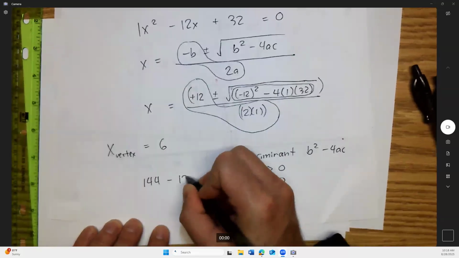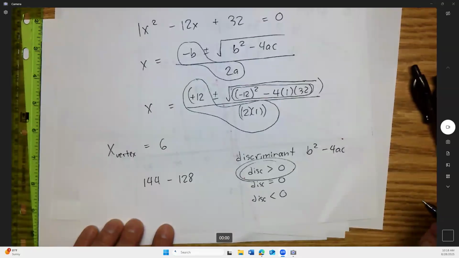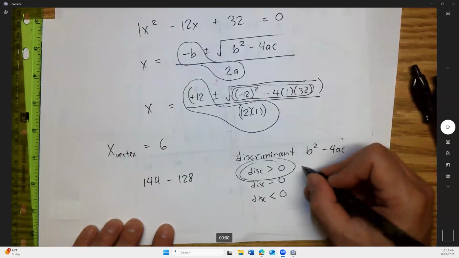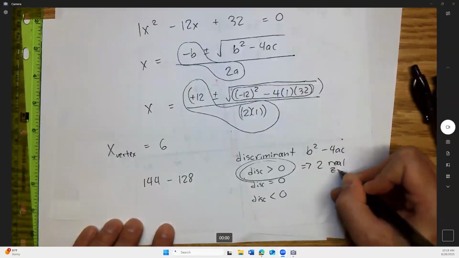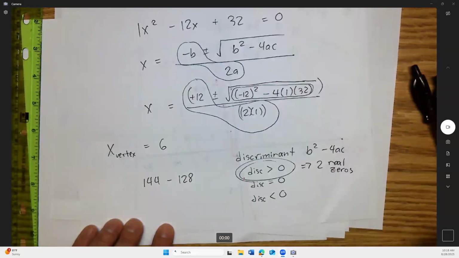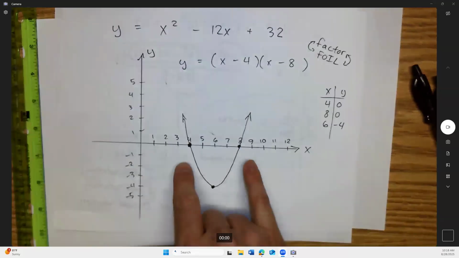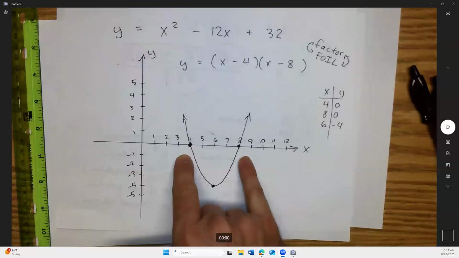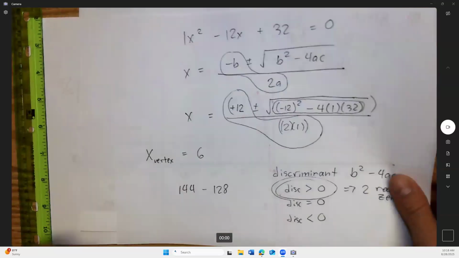144 minus 128. Greater than. Yeah, I think greater than, right? Greater than? Okay, right? Which means 2 real zeros, 2 solutions, 2 x-intercepts. Which is also exactly what we got in the graph anyway. Cross this twice. You guys good? Good. All right.